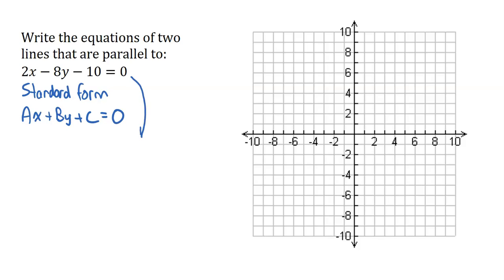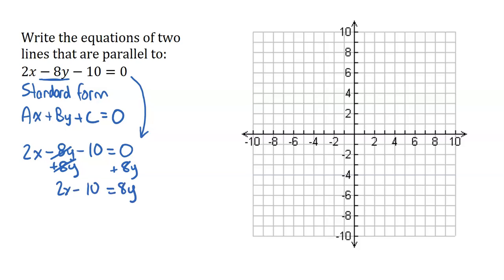So let's go ahead and first isolate this 8y, or this minus 8y. Now if I want to make it by itself, the easiest way to do that is add 8y to both sides. So I'm just going to write out that same line again and then show you how I'm going to add 8y to both sides. If I add 8y to this side, it's going to cancel out. If I add 8y to this side, I get 8y equals 2x minus 10.